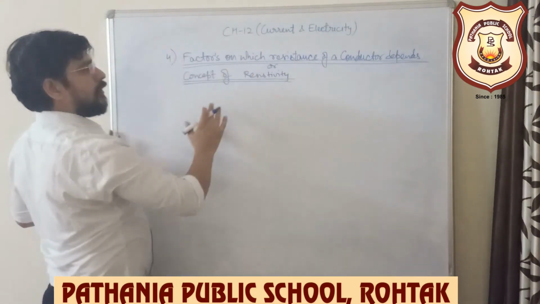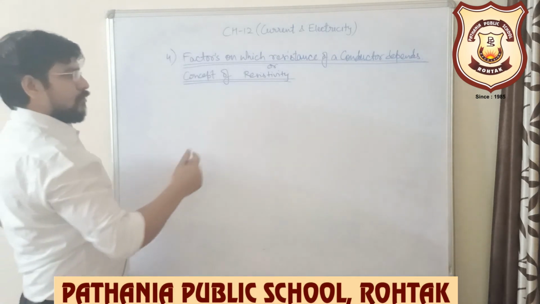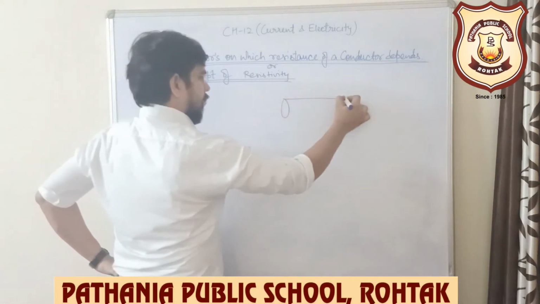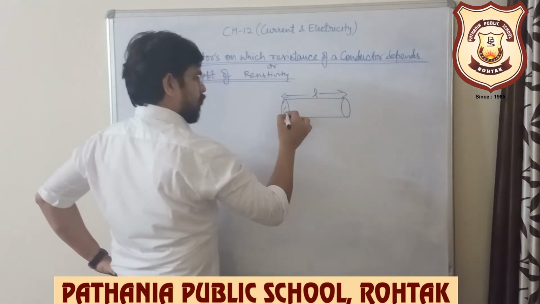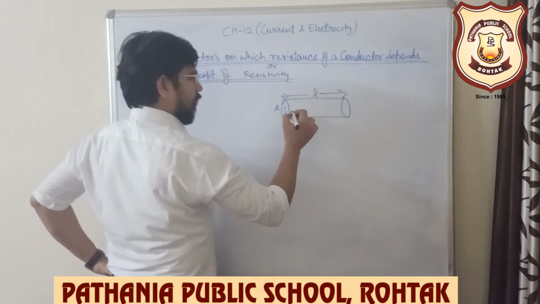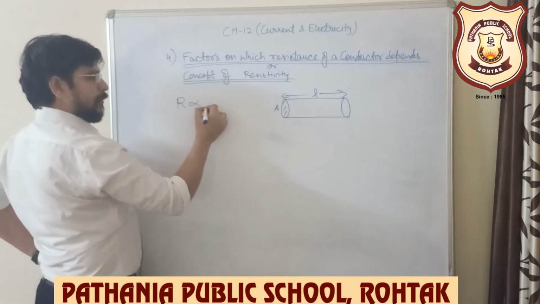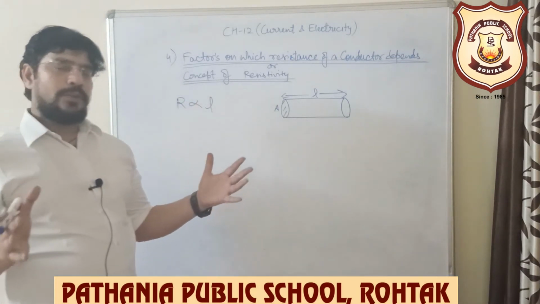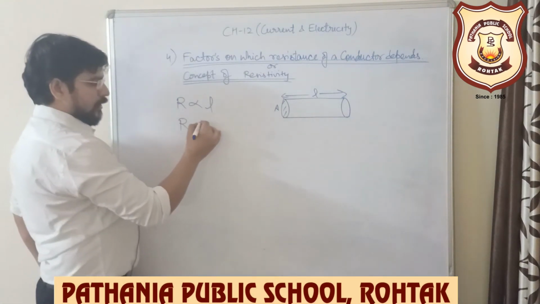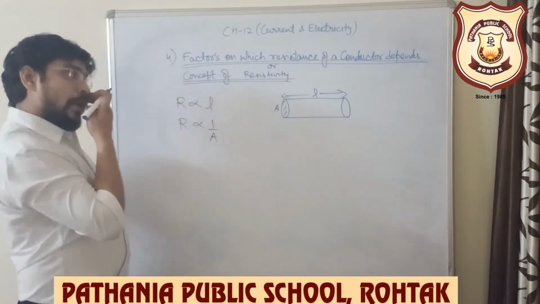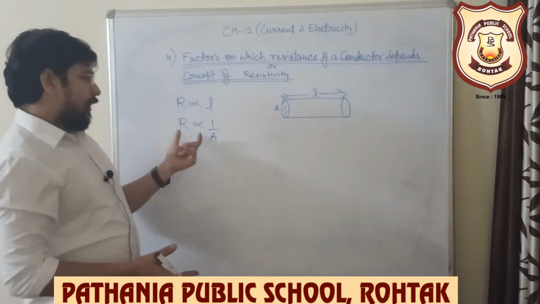So fourth topic is factors on which resistance of a conductor depends, or the concept of resistivity. So let me tell you, consider a conductor whose length is L and area of cross section is A. Then we know that its resistance R is directly proportional to its length. Greater the length of a conductor, greater the resistance of a conductor. And we know that R is inversely proportional to area. So thicker the conductor is, if area of conductor is more, thicker the conductor is, lesser the resistance.